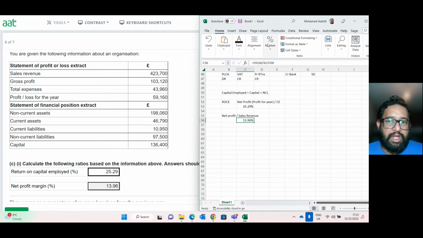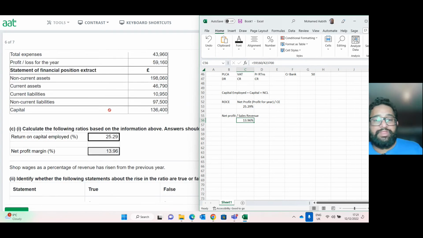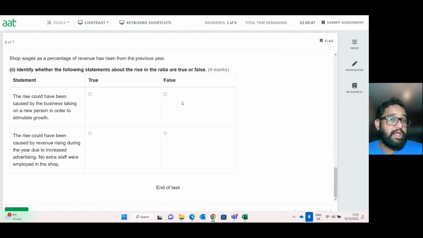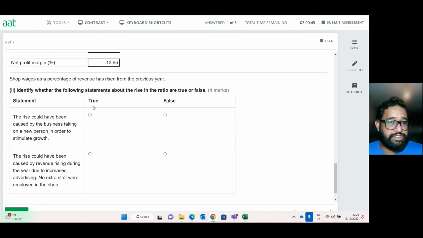Let's see what extra numbers it is giving me. Yeah, that's fine. Two decimals will be that amount. So we got that return on capital employed sorted as well, and the net profit margin. And then we got a couple more true or false statements.